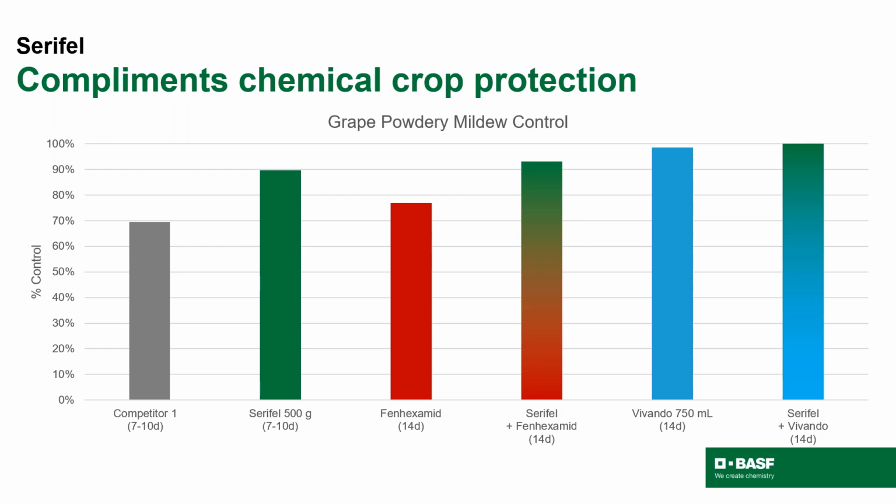As well, we tank mixed Serifel with Vivando, and Vivando typically is a really strong product on its own. In this trial, we were looking at 97 or 98% control, but when we add Serifel, it still gave it an extra added bonus. So you got 100% control of your powdery mildew, which is pretty exciting.